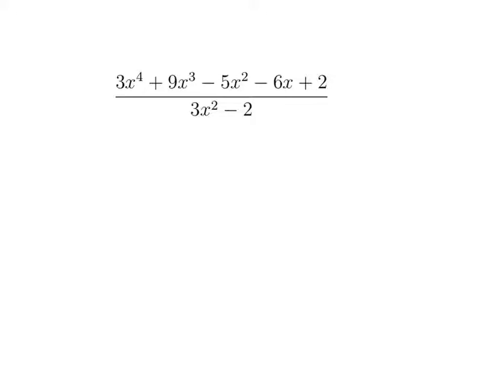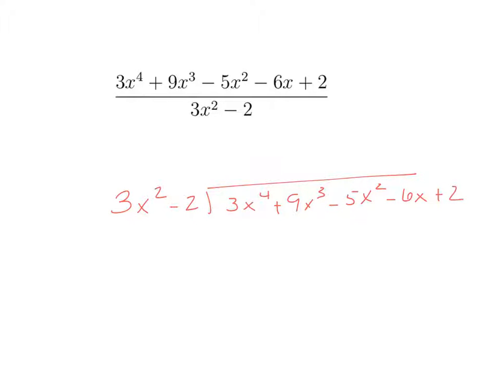And this is a different type of, it's still long division. You have to use long division with this one because you're dividing by a quadratic. And in this one, you're going to need to pay attention to what happens with all the powers. So I'm going to set up my long division. So I have 3x squared minus 2. I'm going to put 3x to the 4th plus 9x cubed minus 5x squared minus 6x plus 2.